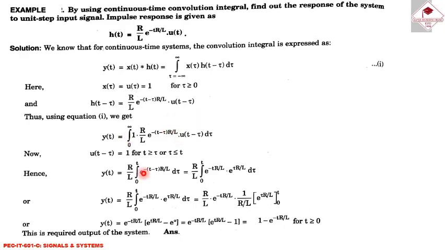Using the equation we can write y(t) = integral from 0 to t of 1 times (R/L) e^(-(t - tau)R/L) u(t - tau) d tau. Again, u(t - tau) = 1 for t greater than or equal to tau, or tau less than or equal to t. Putting this expression in and solving, we get 1 - e^(-tR/L) for t greater than or equal to 0. So this is the required output of the system.